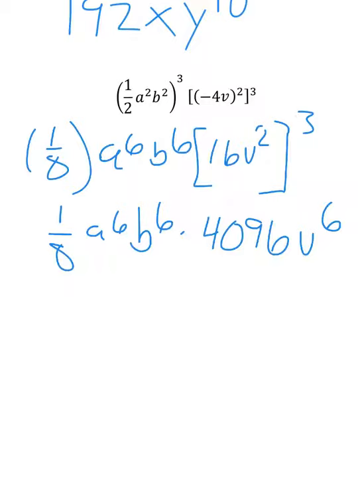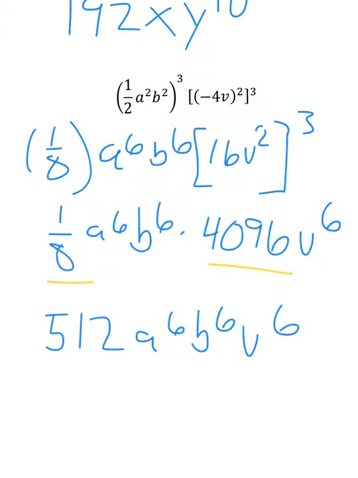Well, okay, so let's look at our numbers. Here we have 1/8 and 4,096. Okay, so we can do 4,096 times 1/8. That gives us 512. Okay, and we don't have any more a's, so we just have a to the 6th. No more b's, so b to the 6th. And no more v's, so v to the 6th. And that is our final answer.